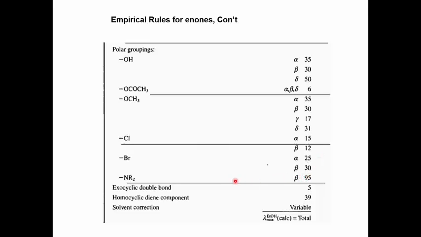As in the case of conjugated dienes, if we have an exocyclic double bond, we add 5 nanometer units. A homocyclic diene component, we add 39 units. Let's now look at some examples where we actually apply these rules.